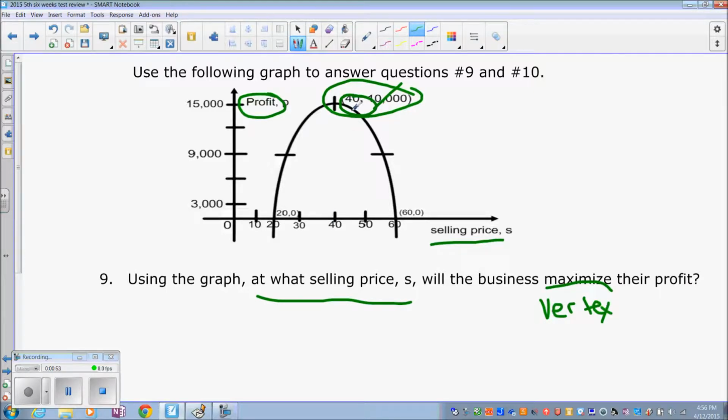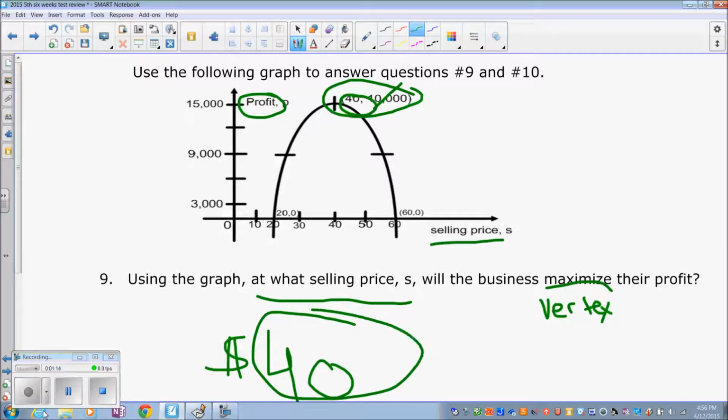So when they sell their product for $40, their profit is $10,000, which would make sense. You don't want to sell it for $10,000 and profit only $40. When they sell it at $40, their profit is $10,000. And that is your answer. You would bubble in just the $40 right there.